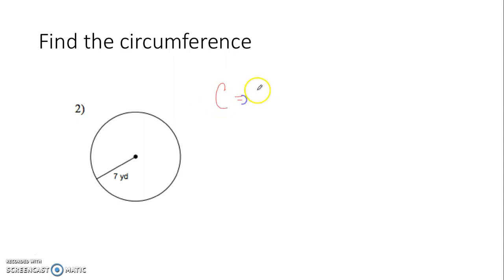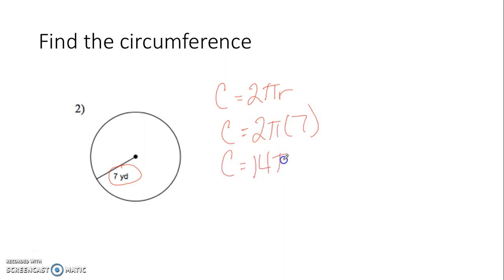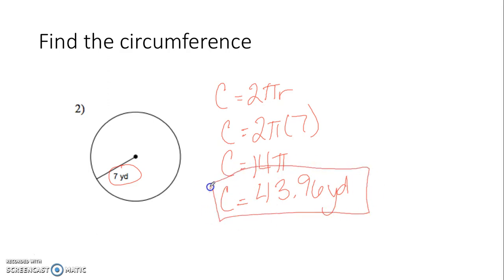So we have circumference is equal to 2 pi r. Instead of r, we're going to write the radius. So C is equal to 2 times pi times 7. 2 times 7 is 14, so we have 14 times pi. Then we're going to take out our calculator, type in 14 times 3.14, and 14 times 3.14 comes out to be 43.96 yards is our unit of measurement.